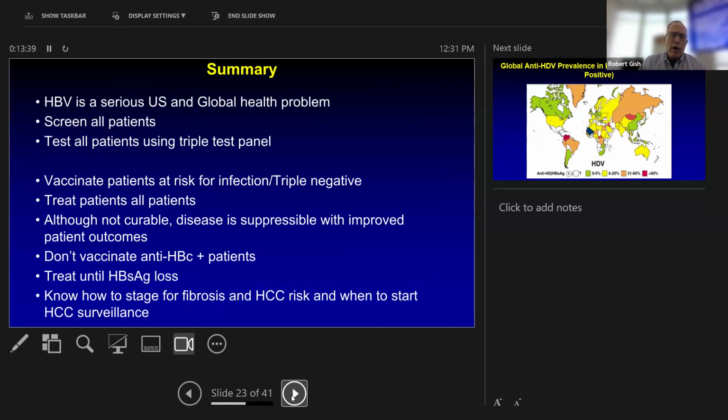Don't vaccinate core antibody positive patients. Don't check IgM core unless somebody has acute hepatitis B, and it's very clear. We're going to treat everybody till they lose surface antigen plus 1 year. Everybody needs to be staged for cirrhosis.